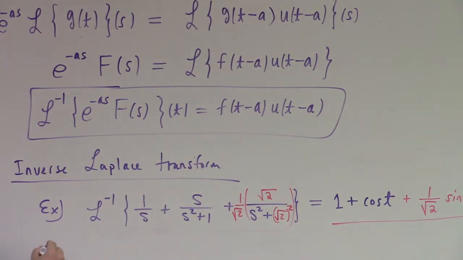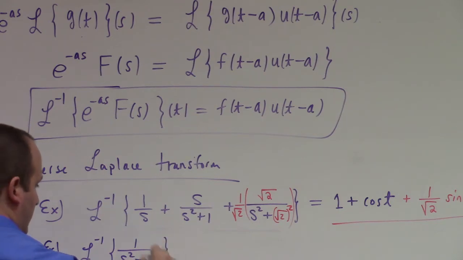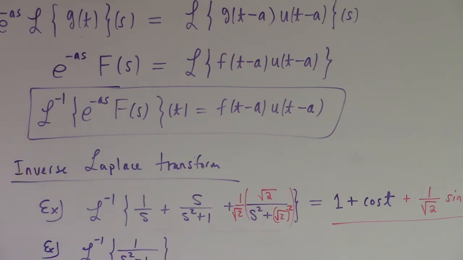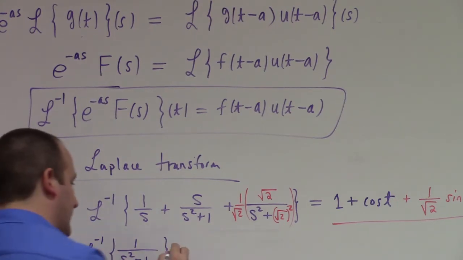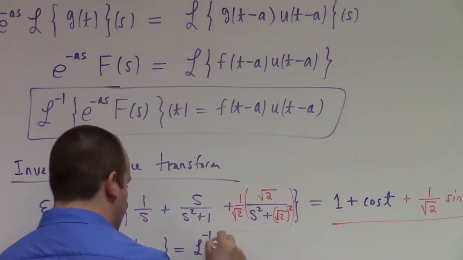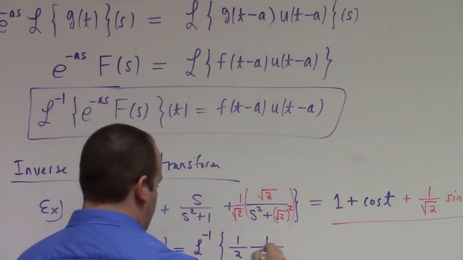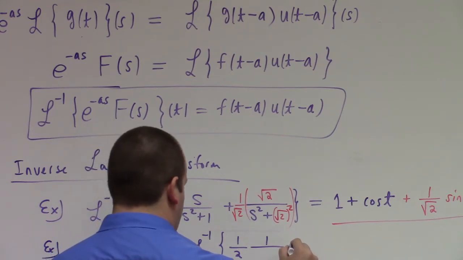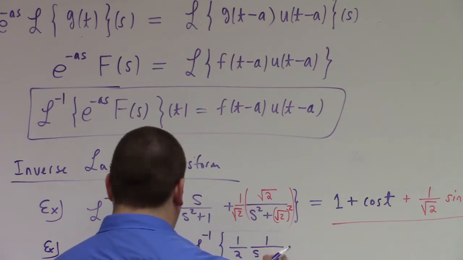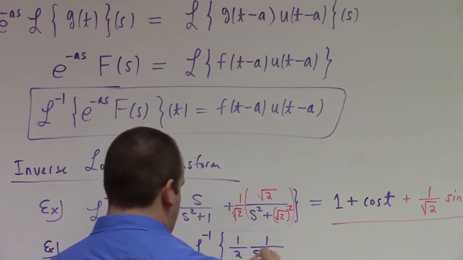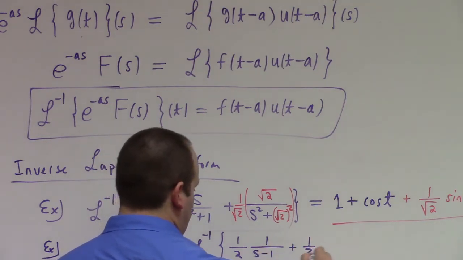Another example. Inverse Laplace transform of 1 over s squared minus 1. You're like, that was not on our list. That is true. But through a little algebra that we know and love from Calculus 2, called partial fractions, this one is 1/2, 1 over something, I think s plus 1? No, maybe s, I think it's s minus 1. 1/2 of s minus 1 plus 1/2 of s plus 1.